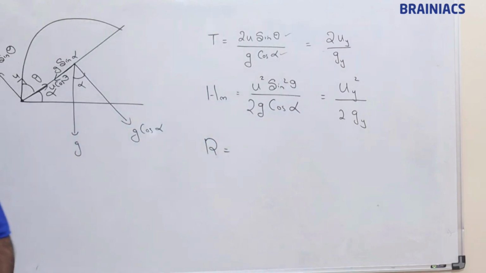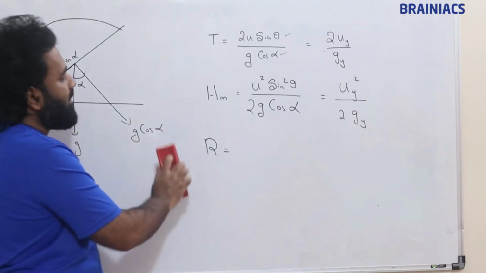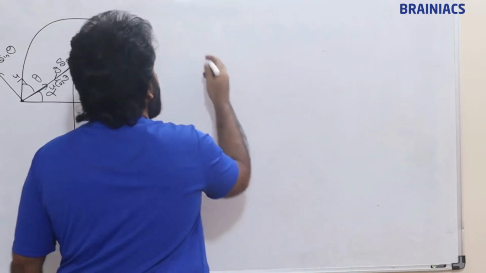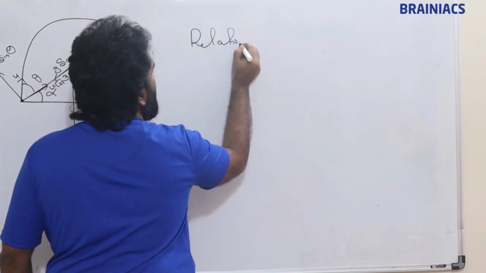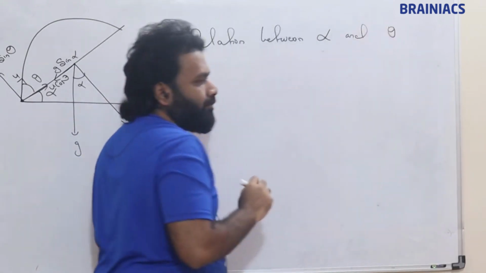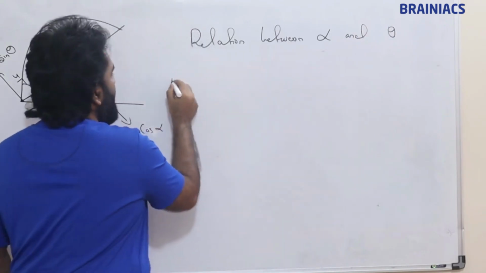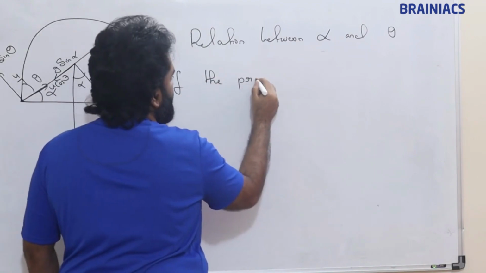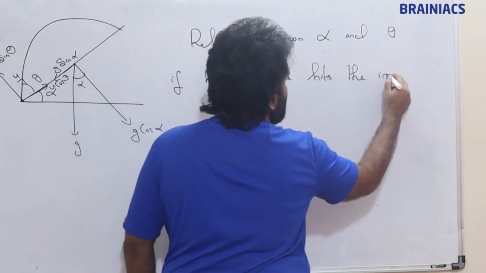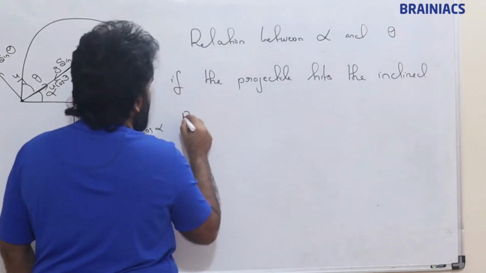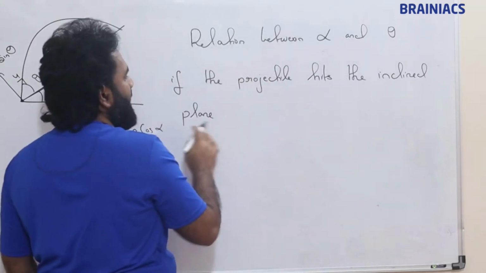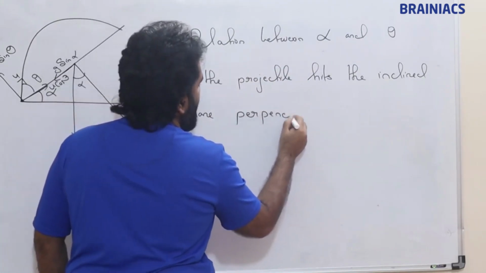Okay, right. Here I am erasing this. Here we are going to see a relation between alpha and theta if the projectile hits the inclined plane perpendicularly.